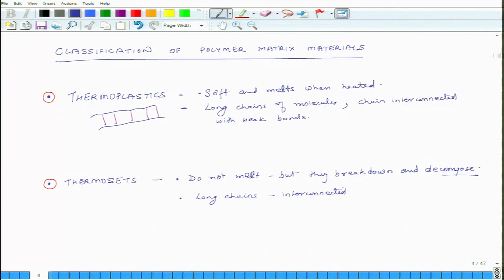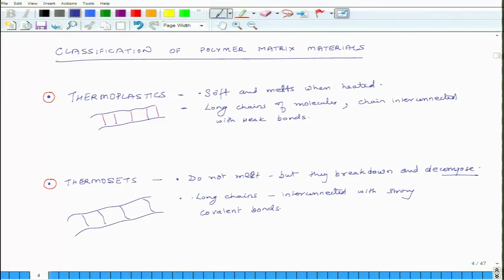They are interconnected with strong covalent bonds. So you have a chain, you have another chain, and these are connected with strong bonds. Now what happens in this case?